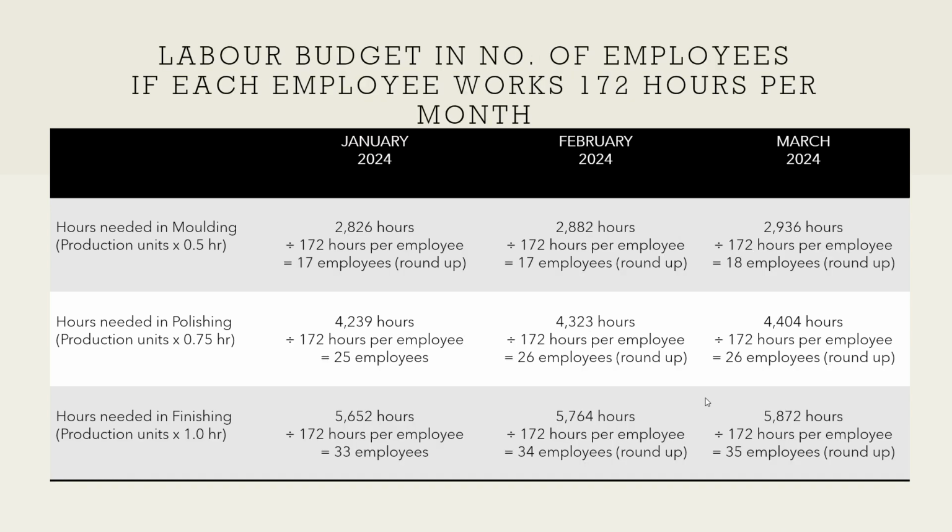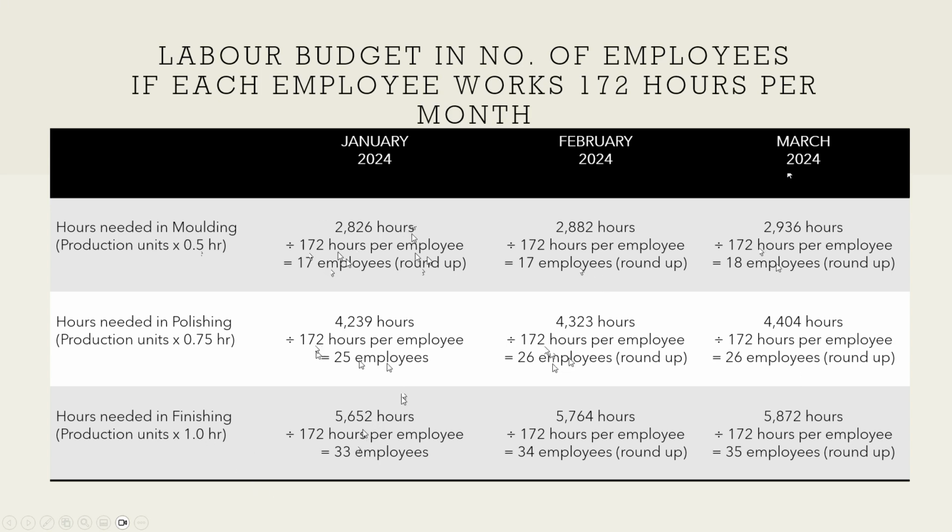And then the last thing they've asked us to do is to calculate how many employees we need in each of the departments. So if we know how many hours they need and that each one of them is going to work 172 hours, we can see how many employees we're going to need. So you can see here that it's going to be 17 employees in January and February in the moulding department. That goes up to 18 employees in March, because don't forget that the demand and the production are increasing month on month. Polishing, we want 25 employees because the total was 4,239 hours. Each one's working 172 hours, so that's 25 employees. And that rises to 26 in February and March.